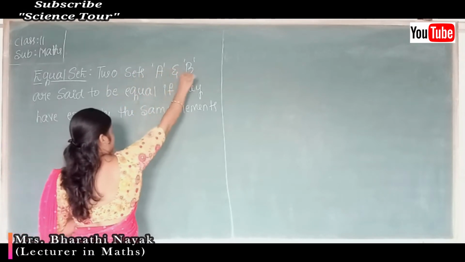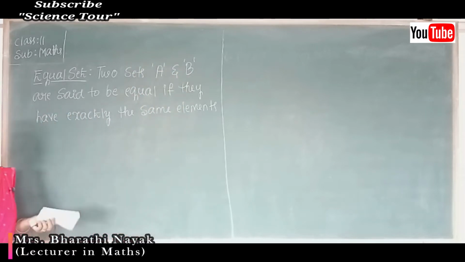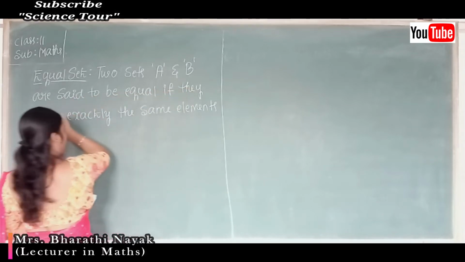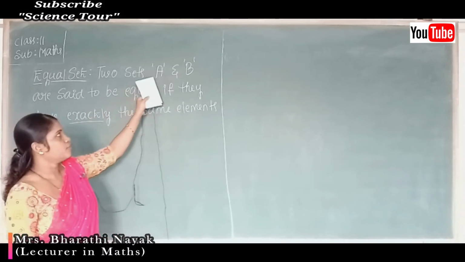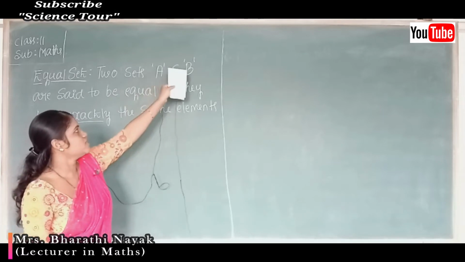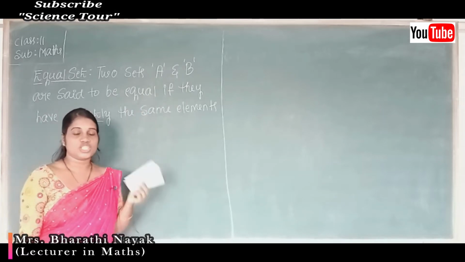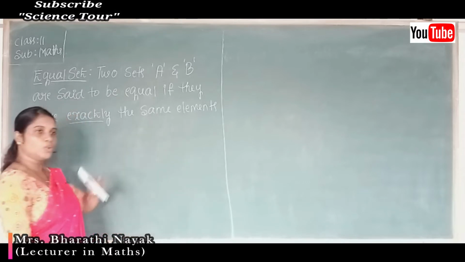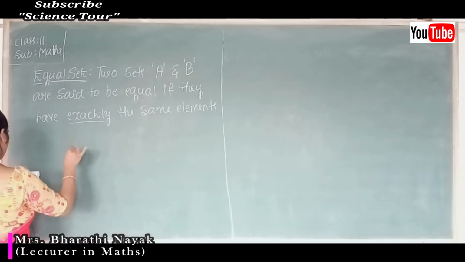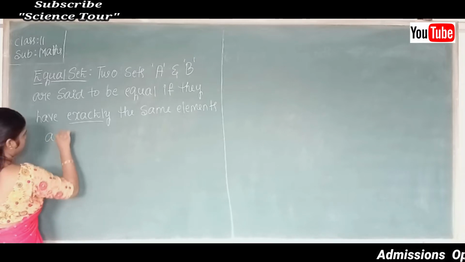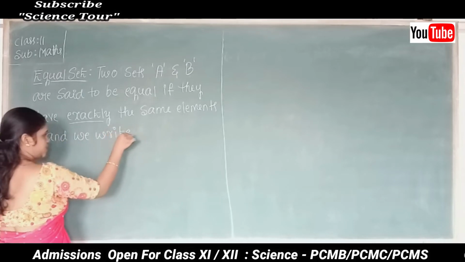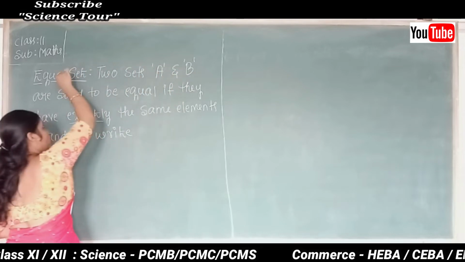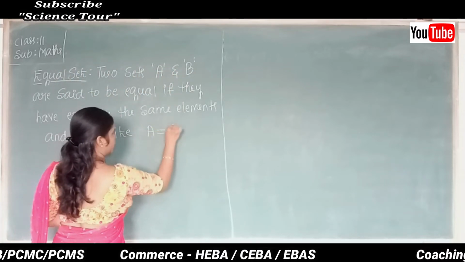Two sets, set A and set B. In which condition can I call these two sets equal? The condition is that they have exactly the same elements. If the elements of set A are equal to the elements of set B, then we call these two sets equal. How do we represent it? If these two sets are equal, then we write A = B.